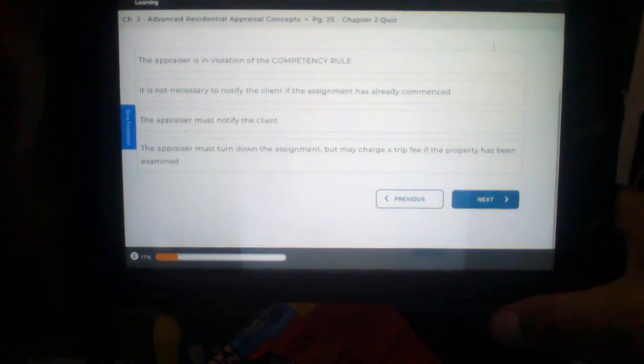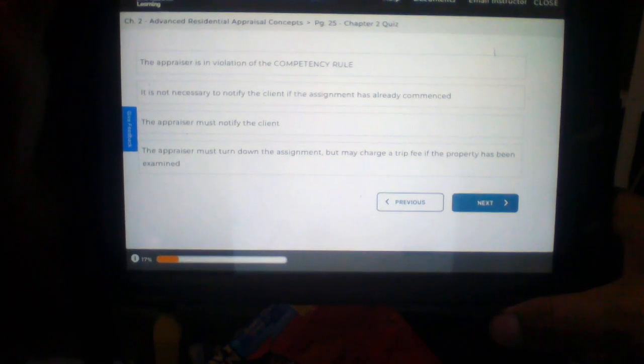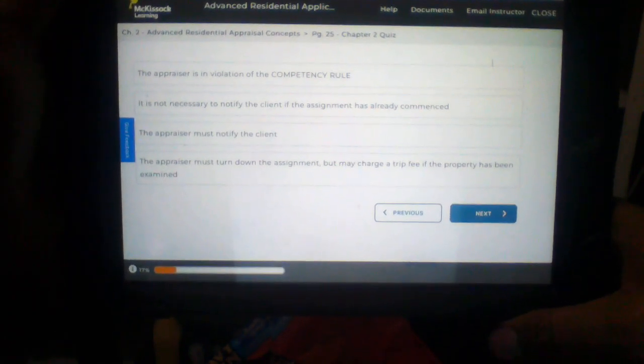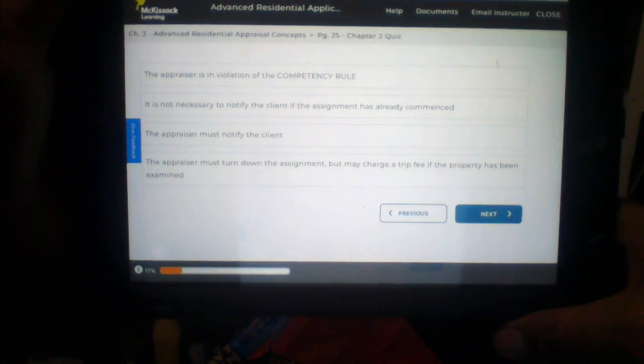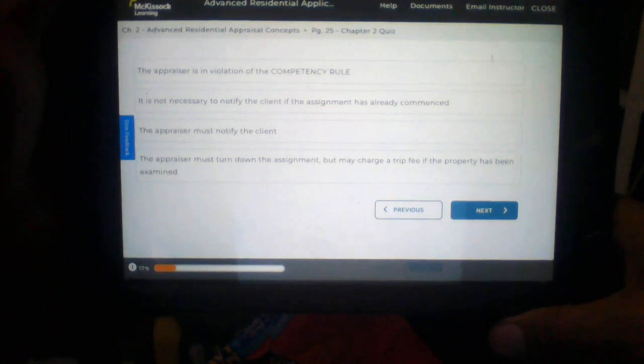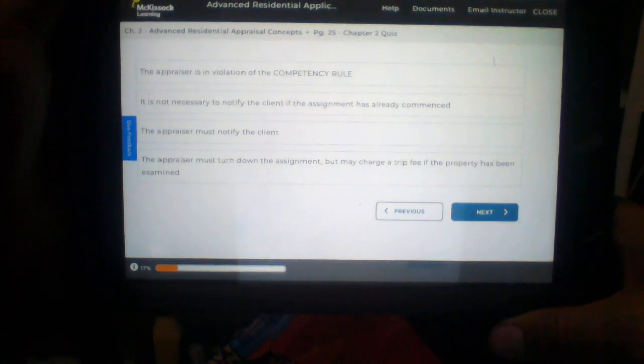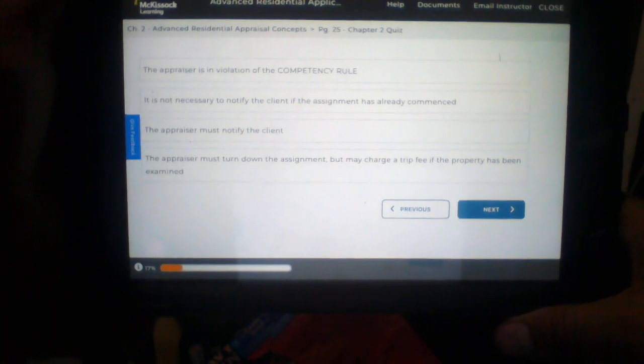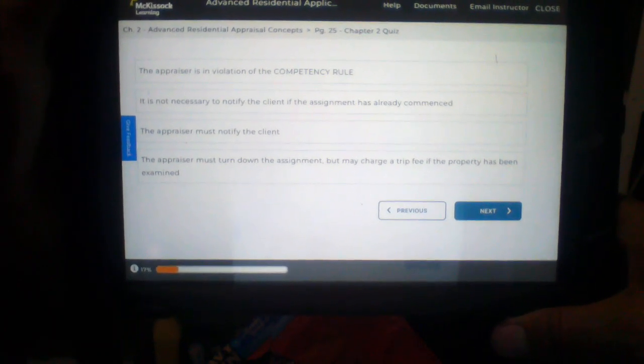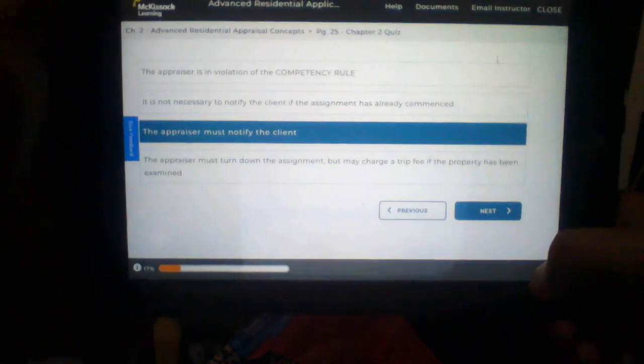Number 5. If the appraiser discovers that he or she lacks necessary knowledge or experience after having agreed to perform the assignment, A, the appraiser is in violation of the competency rule. B, it is not necessary to notify the client if the assignment has already commenced. C, the appraiser must notify the client. Or D, the appraiser must turn down the assignment, but may charge a trip fee if the property has been examined. I'm going to go C, the appraiser must notify the client.